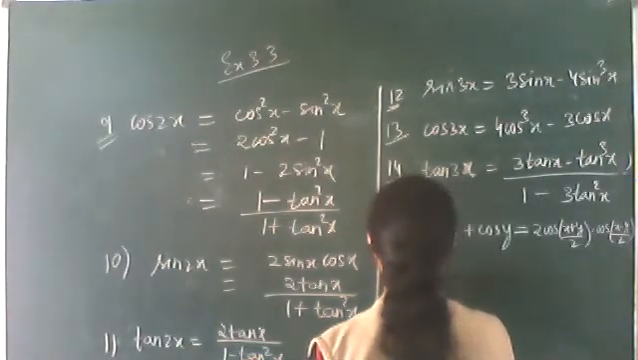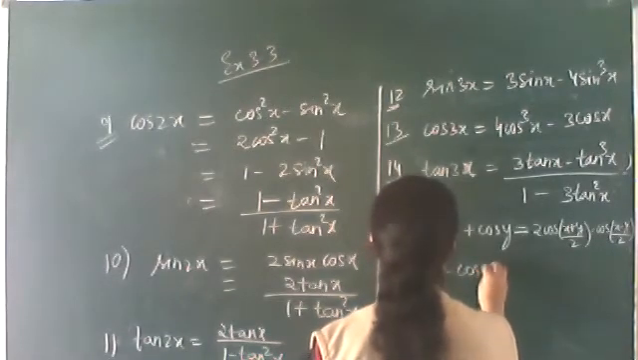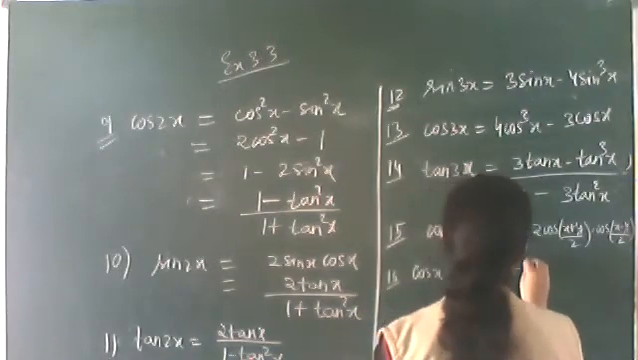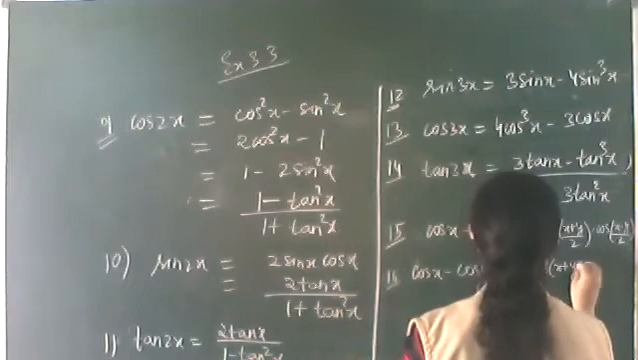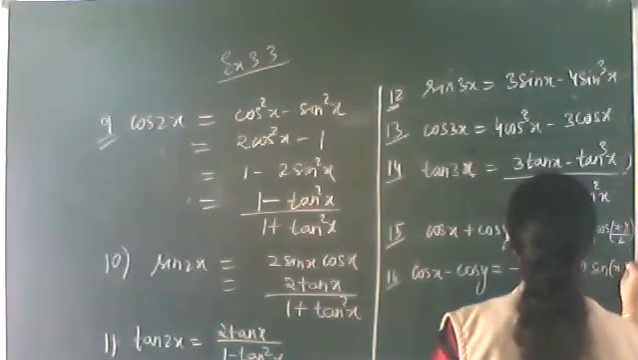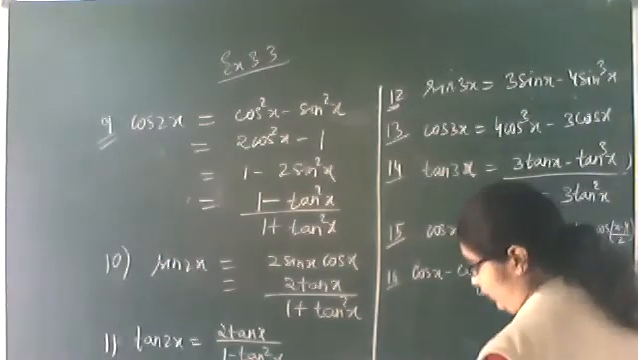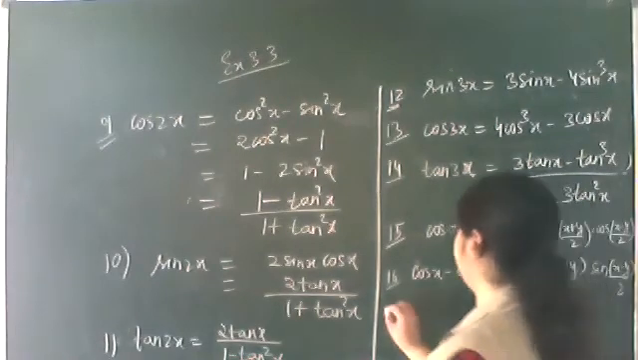See the 16th formula. Cos of x minus cos of y is equal to minus 2 sin of x plus y by 2 into sin of x minus y by 2. Clear? Then the 17th formula.